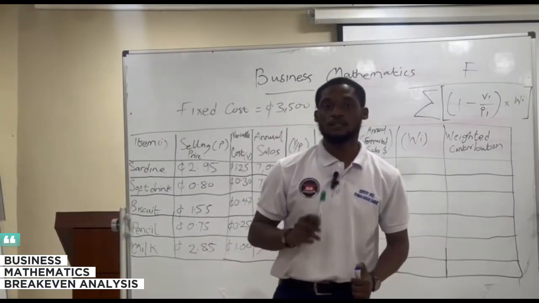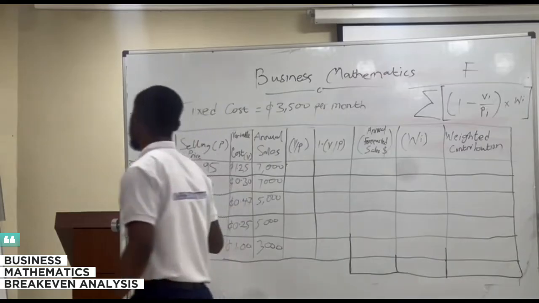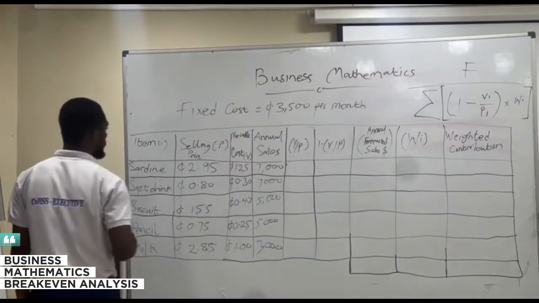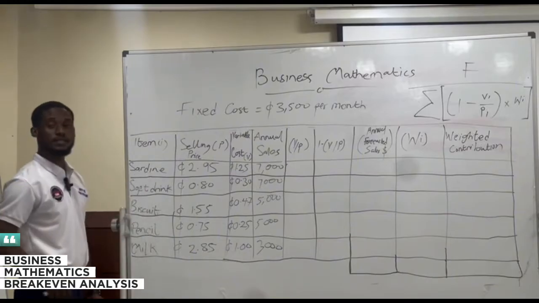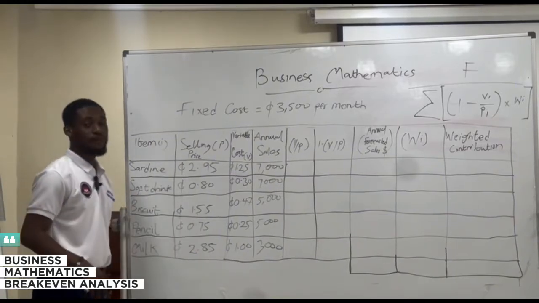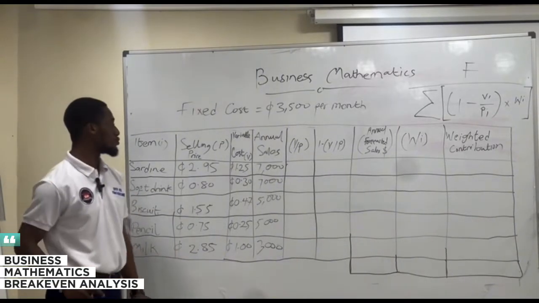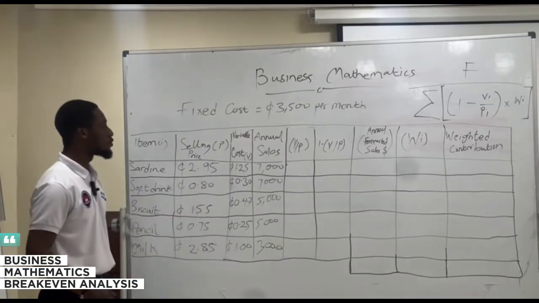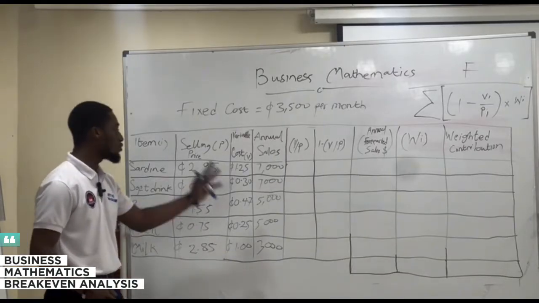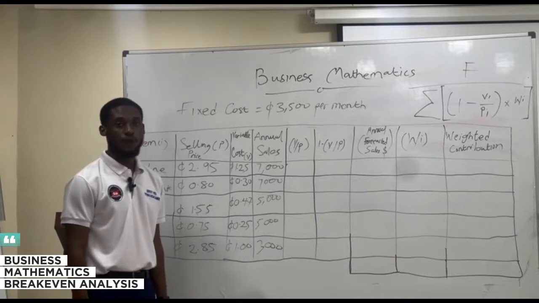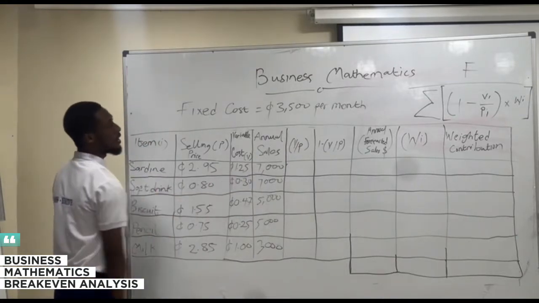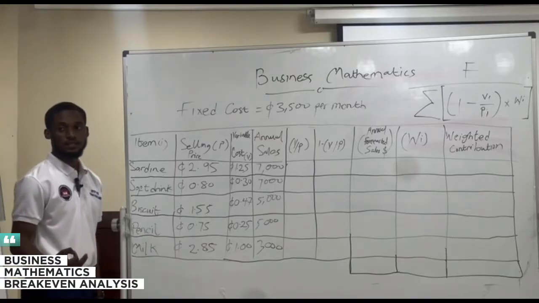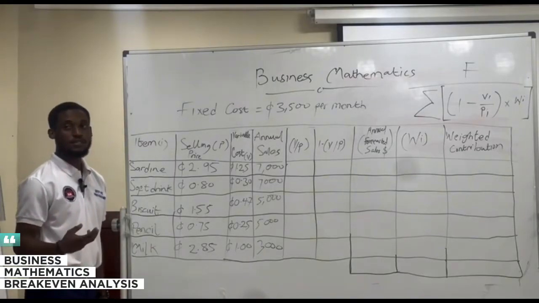Have it in mind that whenever such a question is given to you, this is how the table is going to be. The item will be stated for you. The selling price is constant; it will be given to you. The variable cost will be given to you. And the annual sales will be given to you as well. So 1, 2, 3, 4 has already been stated.